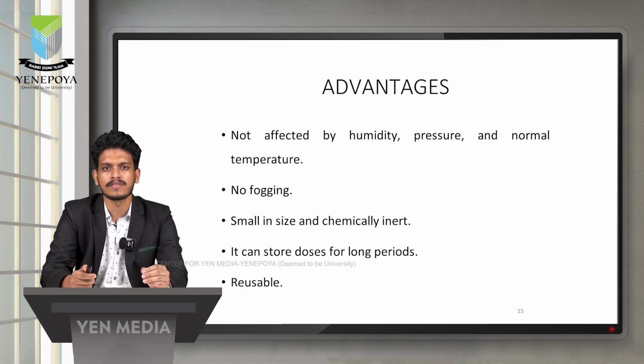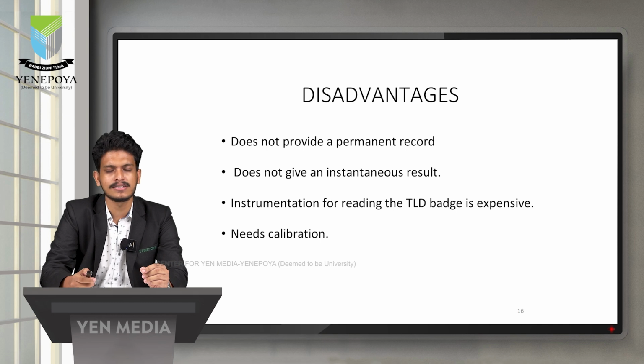Now coming to the advantages of TLD. TLD's basic advantage is that it is not affected by humidity, pressure or normal temperature. No fogging is present. It is usually small in size and chemically inert, so we can use it anywhere and anytime. It can store data for a longer period of time and it is reusable. As I mentioned earlier, every 3 months we can reuse the TLD. Coming to the disadvantages, it does not provide a permanent record and it does not give any instantaneous result. We should do the process as I mentioned earlier, and the instrumentation for the TLD badge is very expensive. The TLD reader and all the reading mechanisms are quite expensive, and it needs proper calibration.